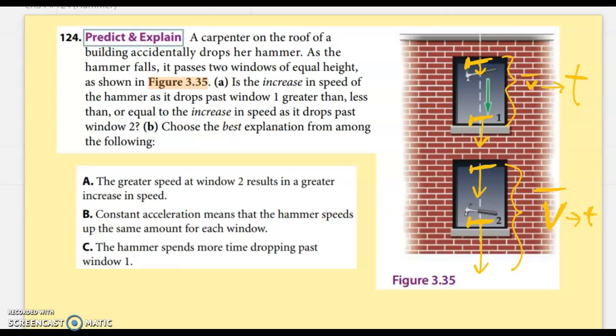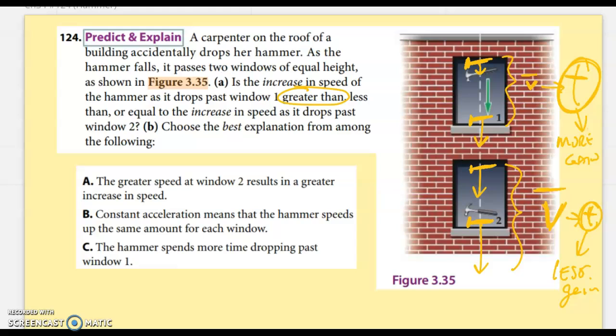So if gravity gives you the same amount of increased speed every second, well, it's more seconds at the top. So you'll gain more speed. So more time means more gain, and less time means less gain. So I'm going to say that increase in speed in window 1 is greater than. And I hope I just gave an explanation. Let's see what they say.